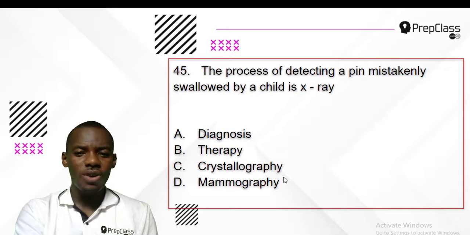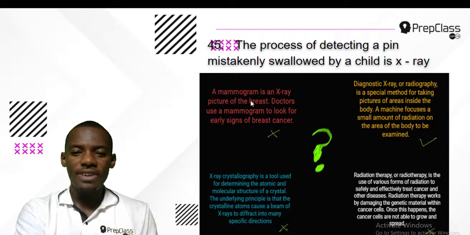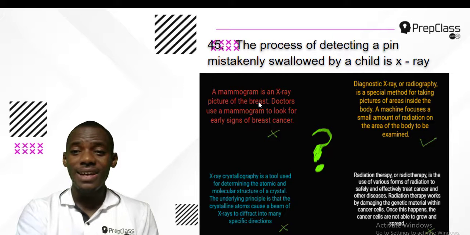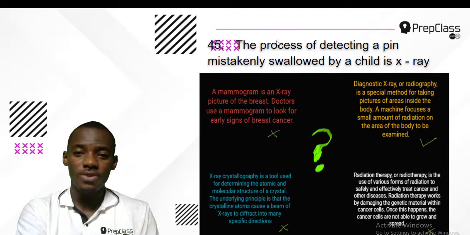Now, let's take a look at all these terminologies. They are all medical terms. So, first of all, we have X-ray mammography. It's an X-ray picture of the breast. Now, doctors use a mammography to look for early signs of breast cancer. Mammography is limited to the breast to detect breast cancer, and this is not a breast cancer question. So, A is wrong. Mammography is wrong.